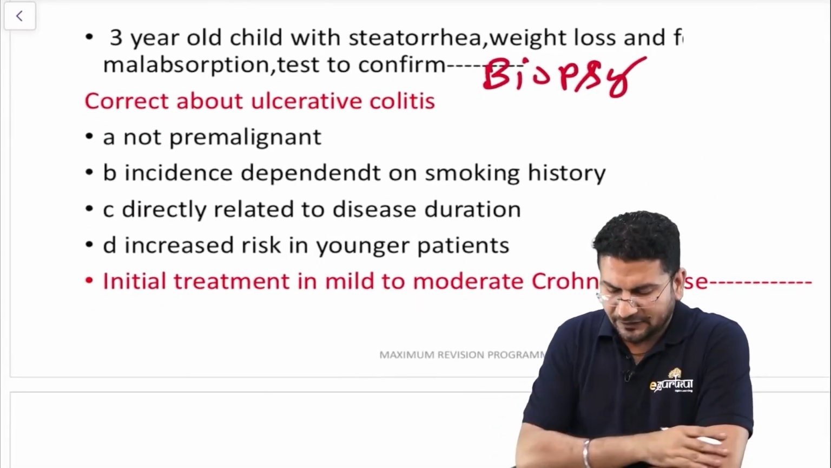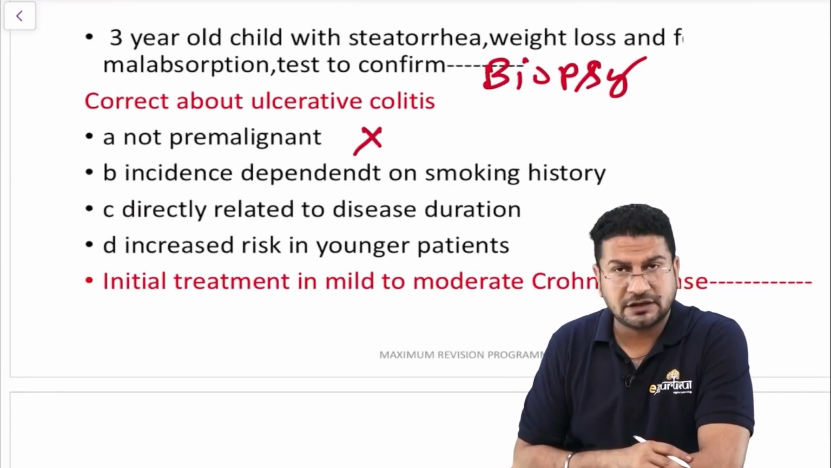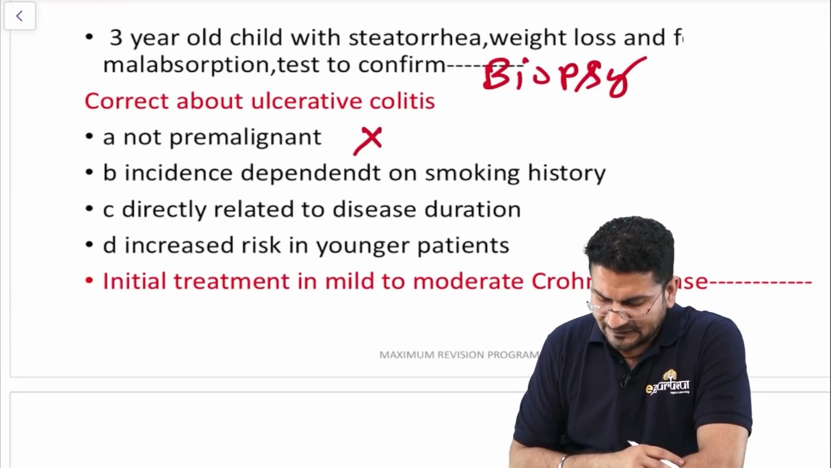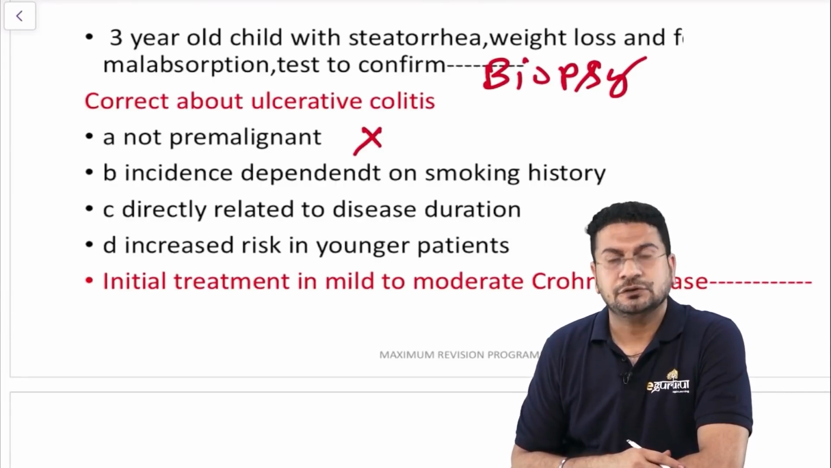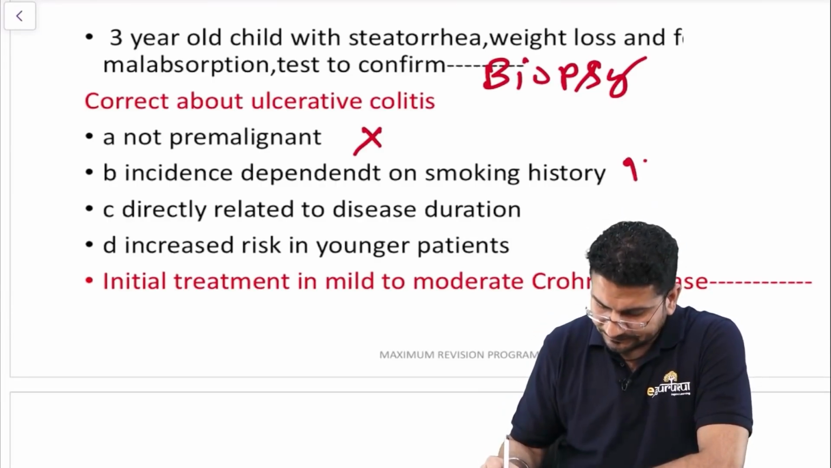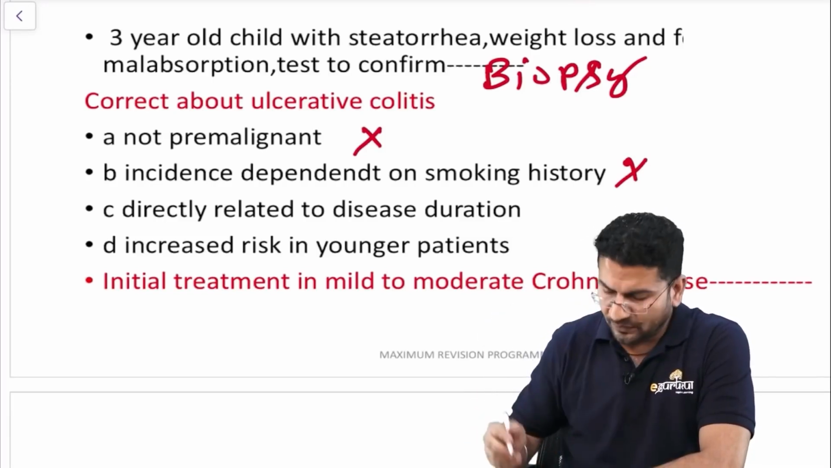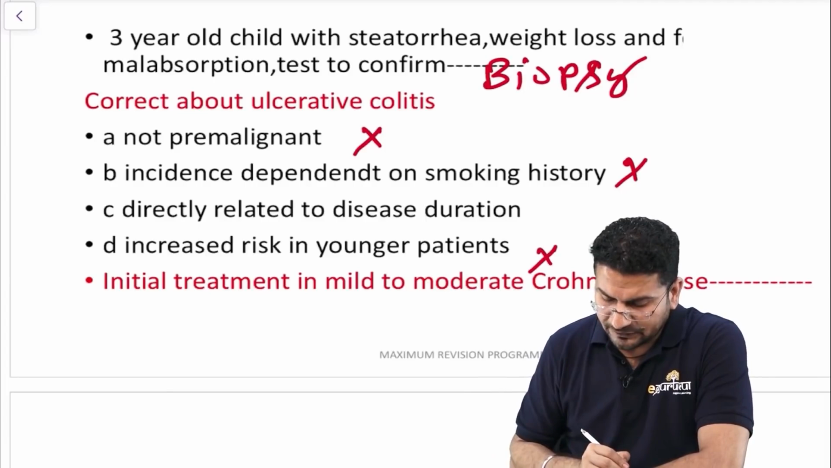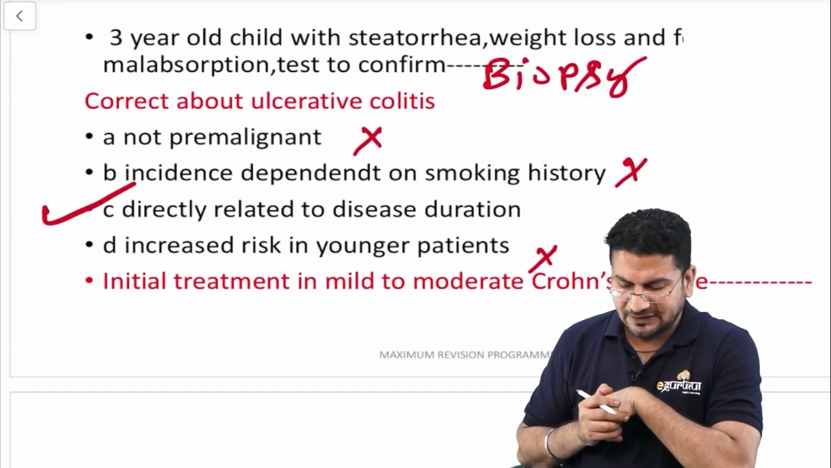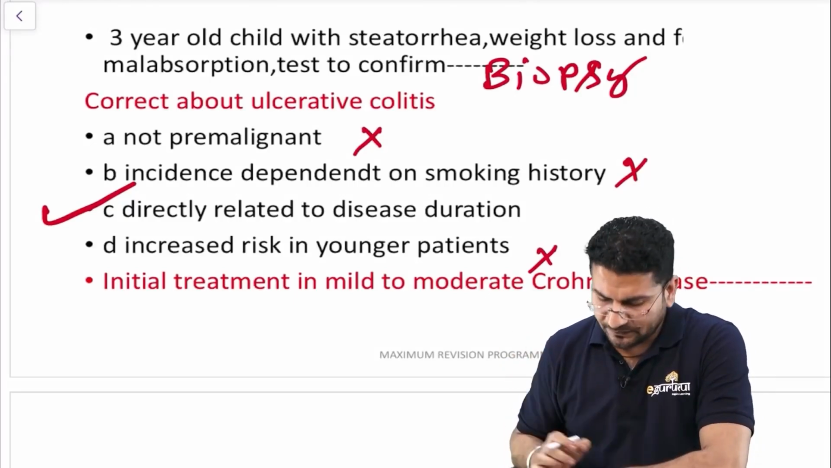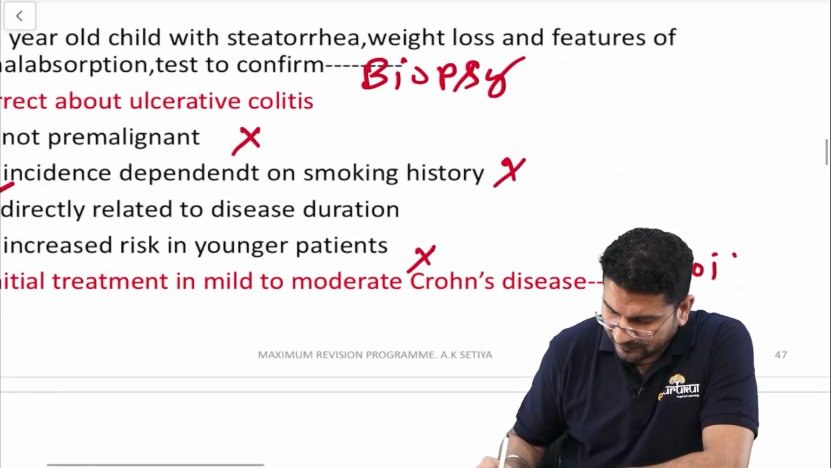Correct about ulcerative colitis? It is not premalignant: false. It is a premalignant condition. It can convert into cancer. Incidence depends on smoking history? Yes, in ulcerative colitis, smoking is protective. So if you smoke more, incidence will be less. Increased risk in younger patients? No. Increased risk will be more in older patients. Directly related to disease duration? Yes, this is correct. Risk in ulcerative colitis is directly related to disease duration. Initial treatment in Crohn's, remember these are steroids. Initially what we give is steroids.